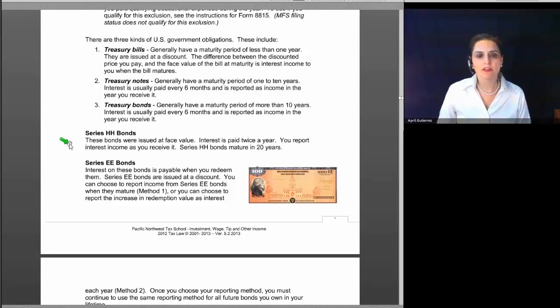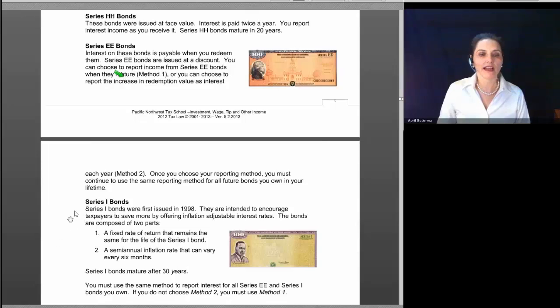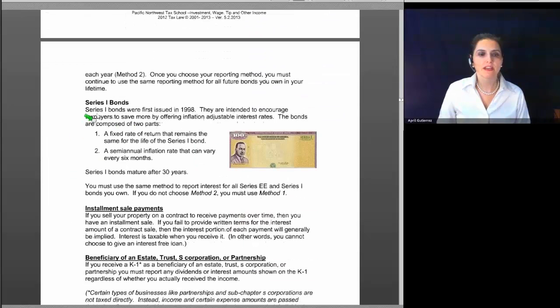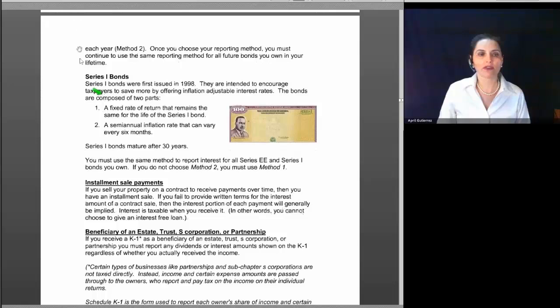Series HH bonds are generally issued at face value and interest is paid twice a year. You report the income as you receive it, and Series HH bonds mature in 20 years. Series EE bonds, interest on these bonds is payable when you redeem them. Series EE bonds are issued at a discount. You can choose to report income from Series EE bonds when they mature, which is method number 1 and the method most people use, or you can make an election the first time you ever buy these bonds to report the interest under Method 2, which is essentially the accrued amount each year.